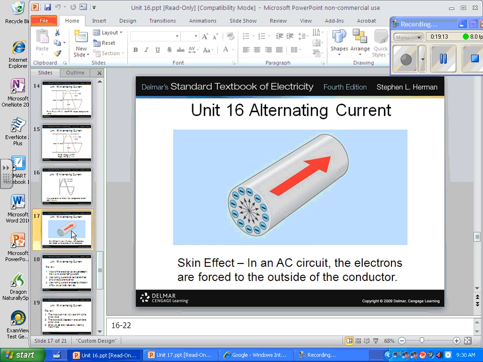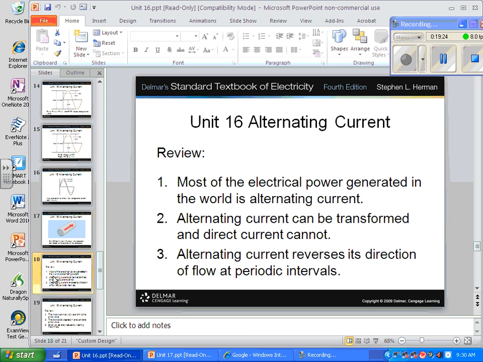Skin effect. Electrons would like to go around the outside of things instead of going through the middle of a piece of wire. They just prefer to go on the outside. I can't tell you why. Physicists aren't sure why, but it's true.